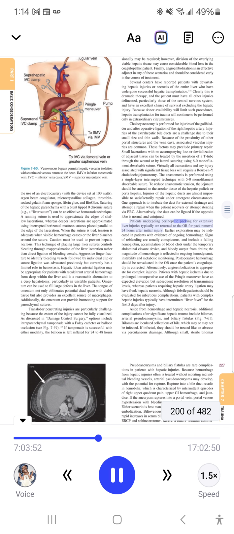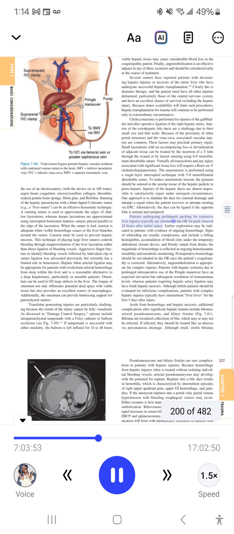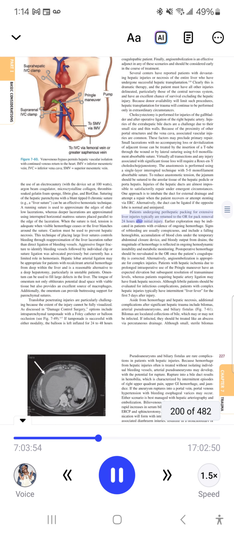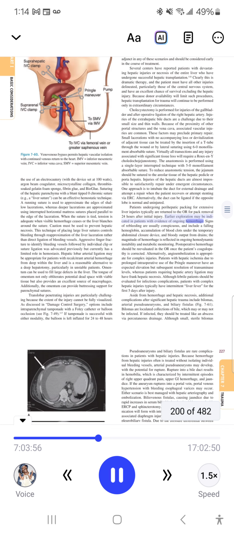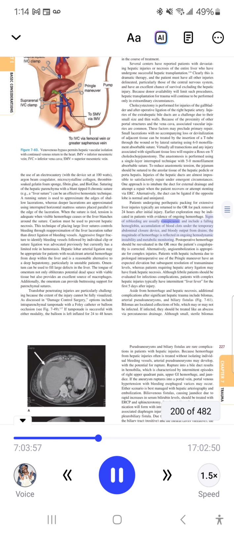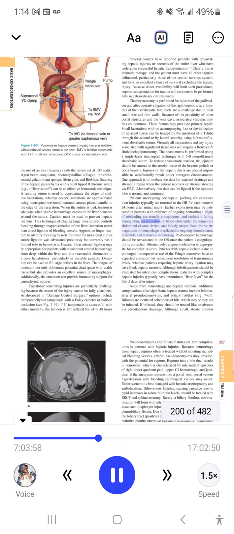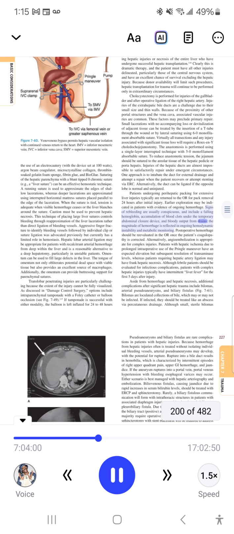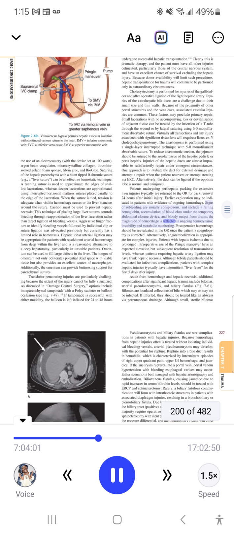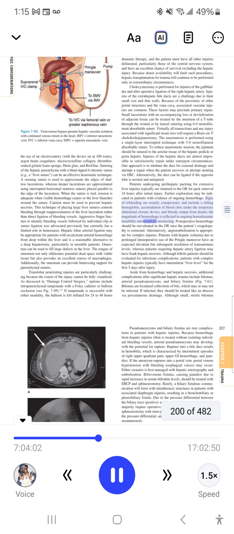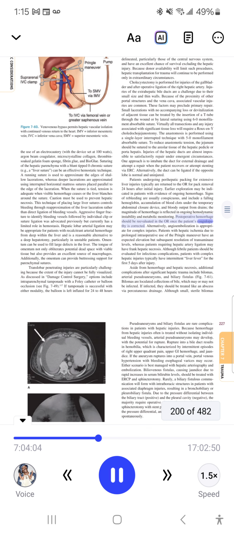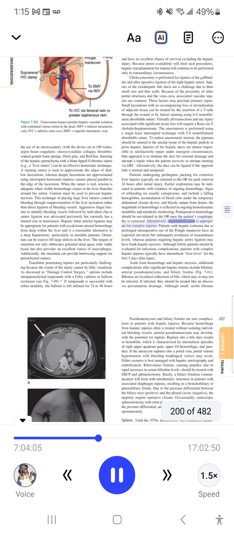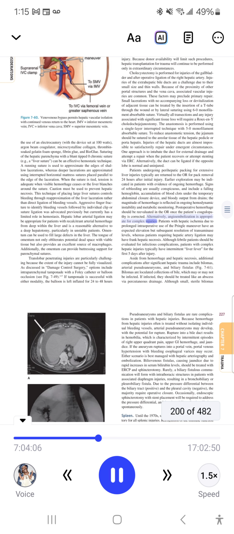Patients undergoing perihepatic packing for extensive liver injuries typically are returned to the OR for pack removal 24 hours after initial injury. Earlier exploration may be indicated in patients with evidence of ongoing hemorrhage. Signs of rebleeding are usually conspicuous and include a falling hemoglobin, accumulation of blood clots under the temporary abdominal closure device, and bloody output from drains. The magnitude of hemorrhage is reflected in ongoing hemodynamic instability and metabolic monitoring. Postoperative hemorrhage should be reevaluated in the OR once the patient's coagulopathy is corrected. Alternatively, angioembolization is appropriate for complex injuries.